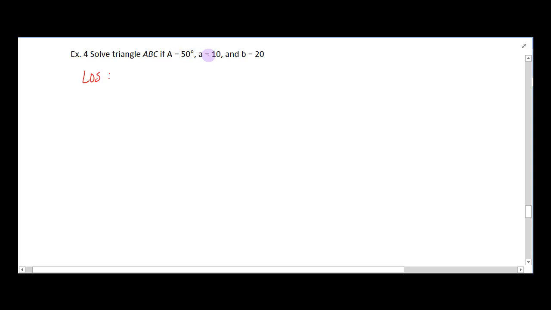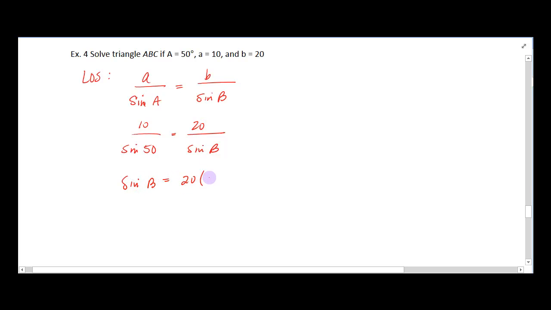And we have that right here, where I have side A over the sine of angle A equal to side B over the sine of angle B. So we have 10 for side A over the sine of 50 equals 20 over sine B. So it's sine B I want to solve for. So I have the sine of B equal to 20 times the sine of 50 divided by 10.